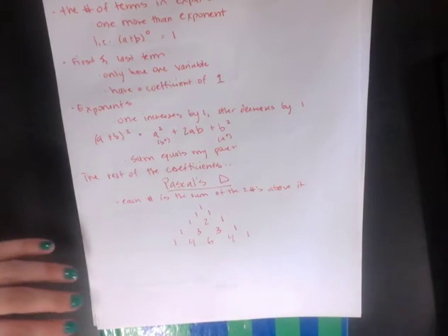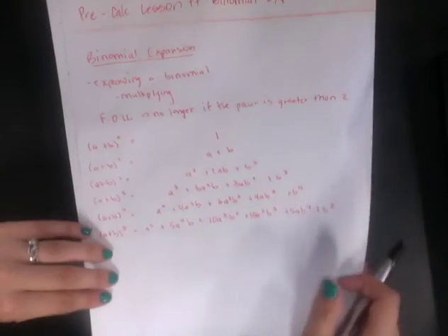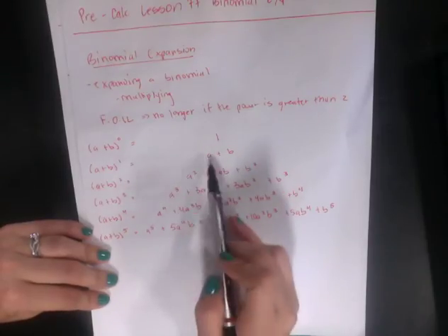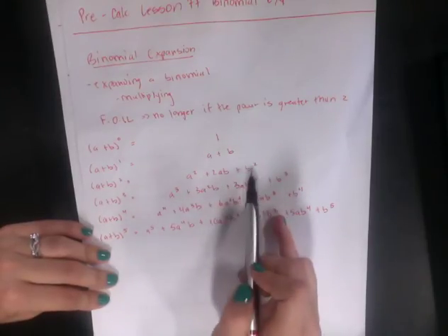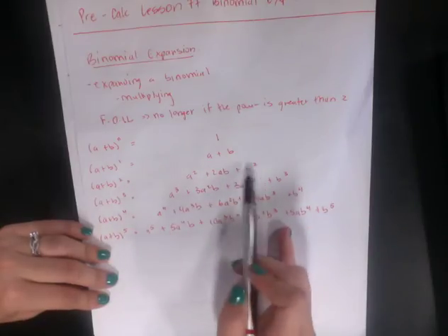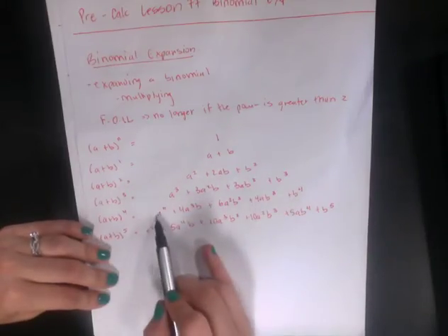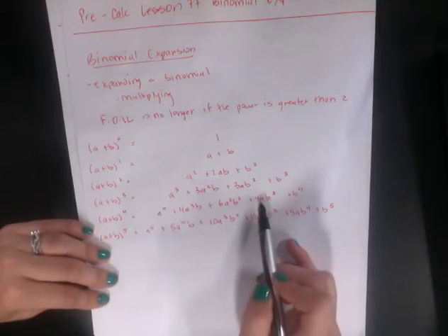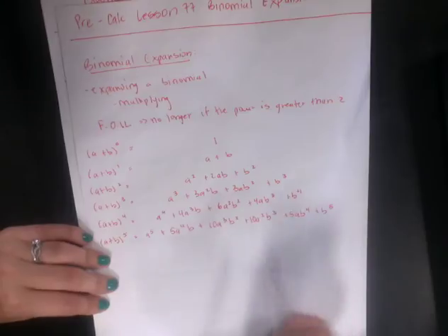Notice my coefficients. 1, 1, 1. 1, 1 plus 1 is 2. 1 plus 0 is 1. 1, 1 plus 2 is 3. 2 plus 1 is 3. 1 plus 0 is 1. 1, 1 plus 3 is 4. 3 plus 3 is 6. 3 plus 1 is 4. Right? This follows that pattern.